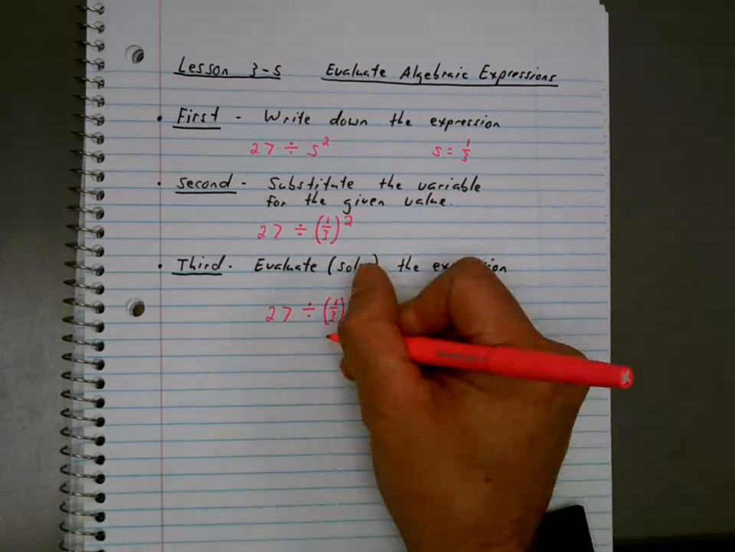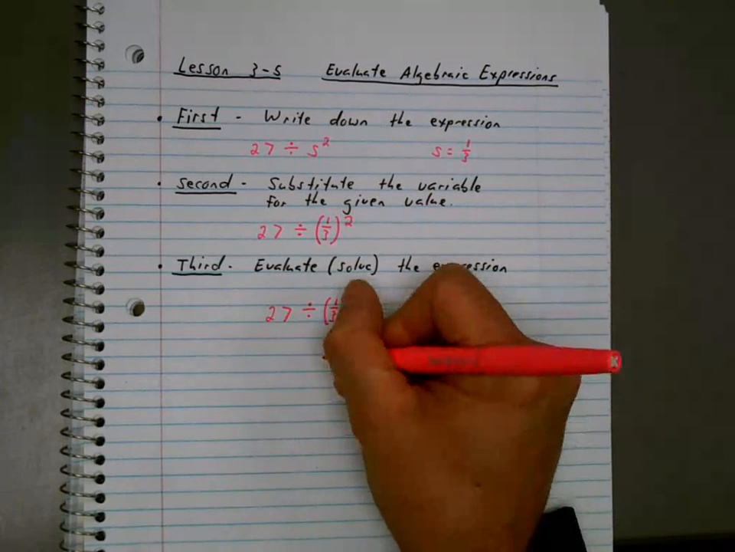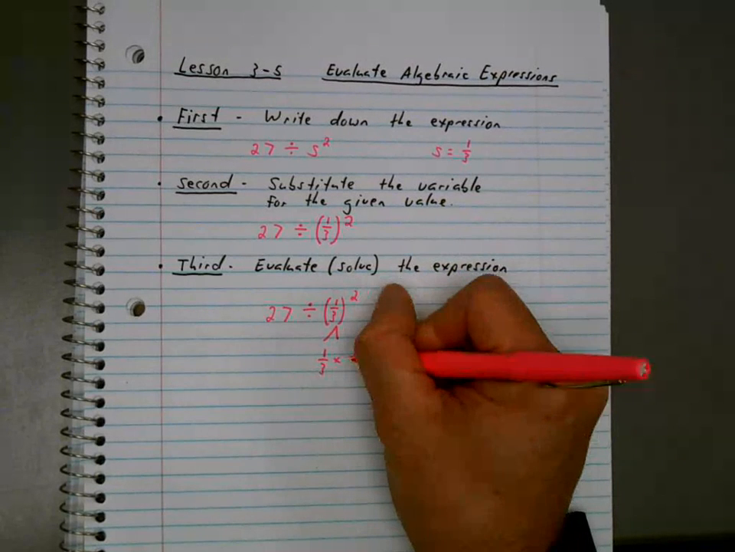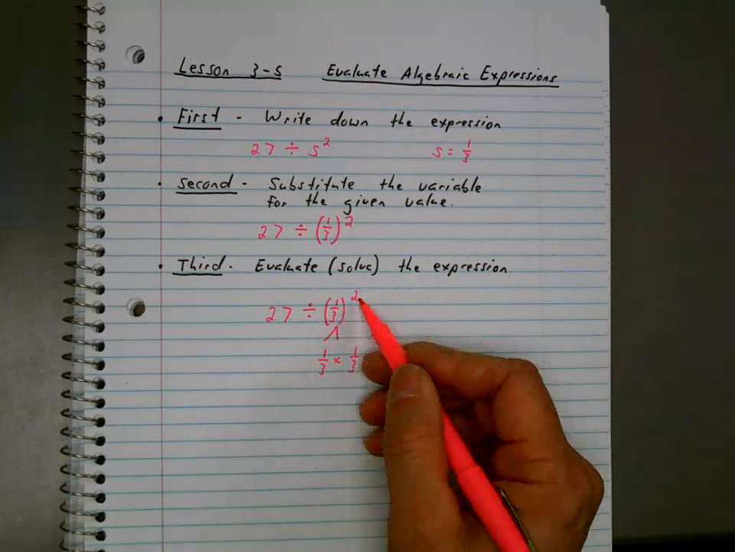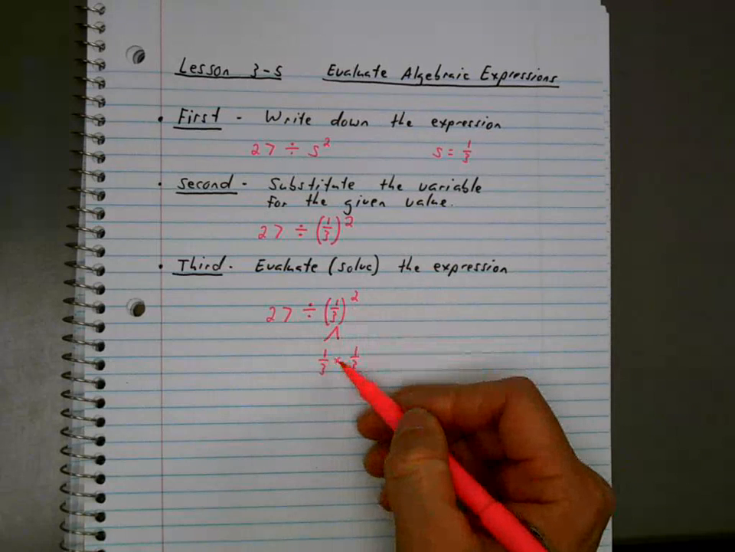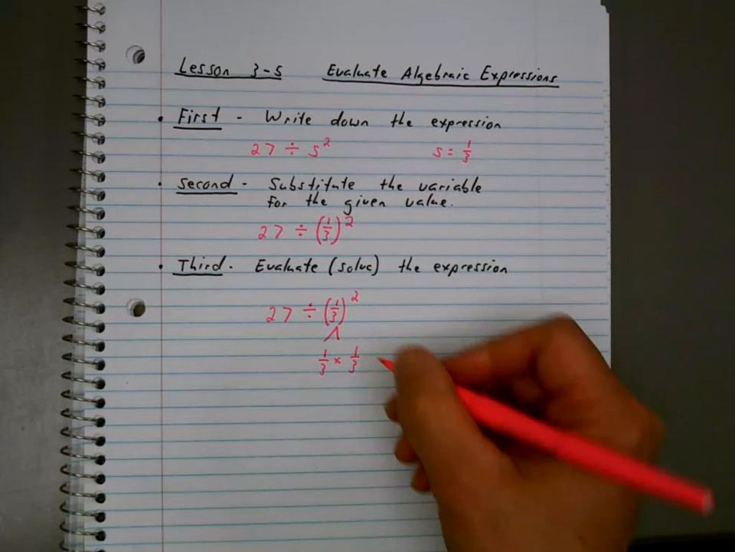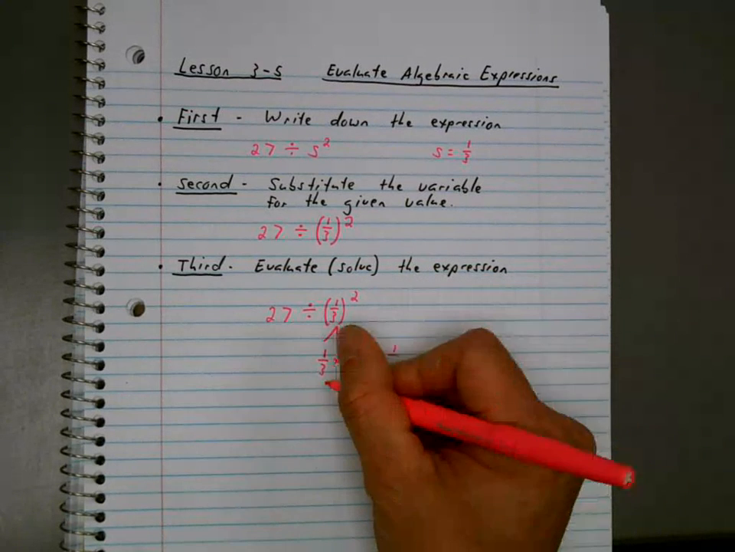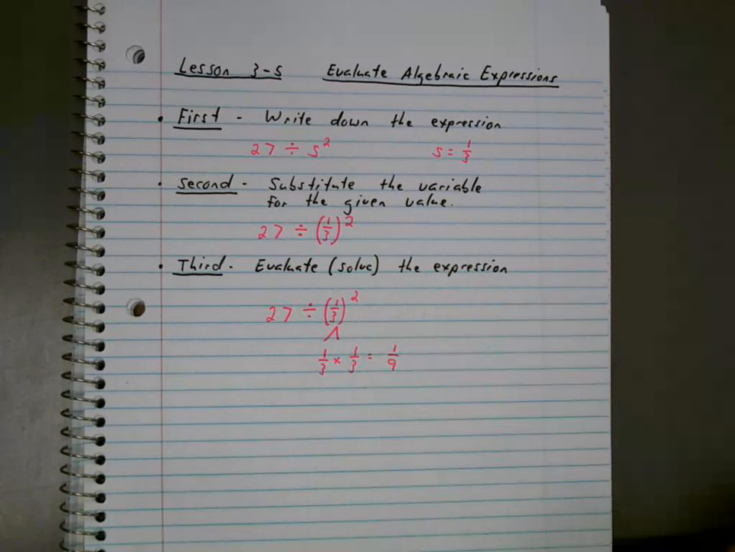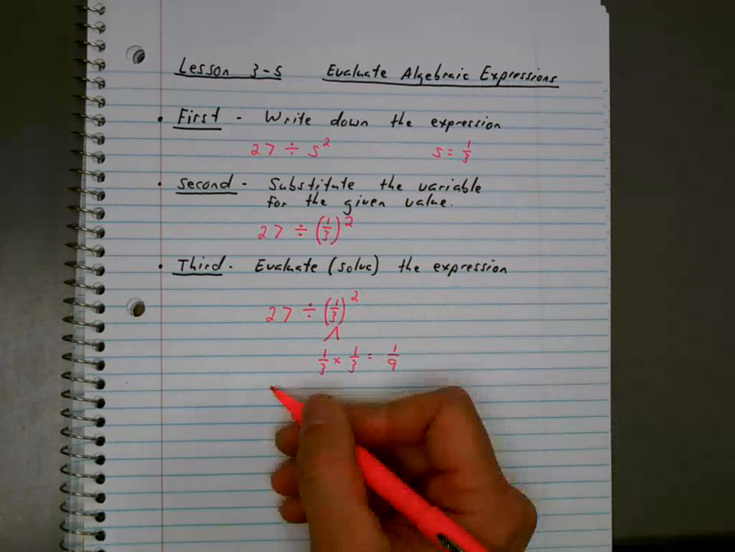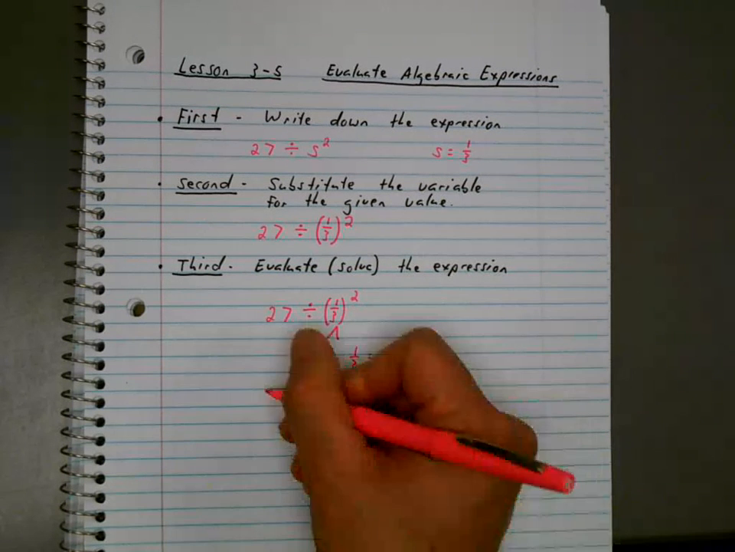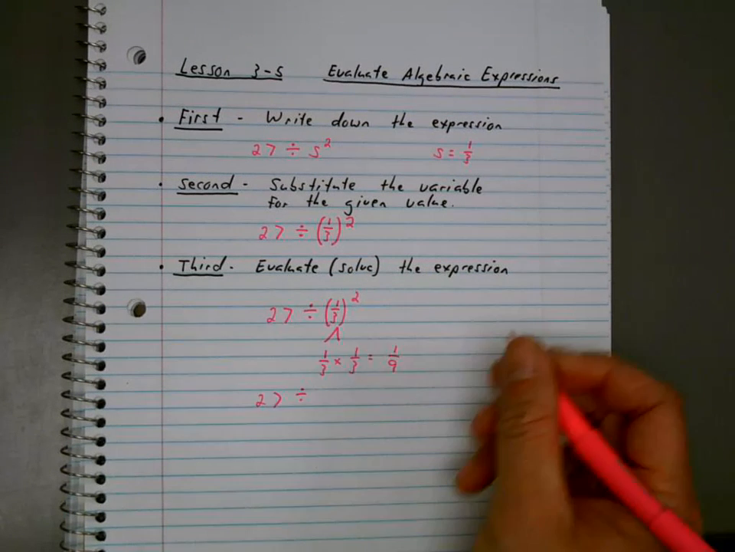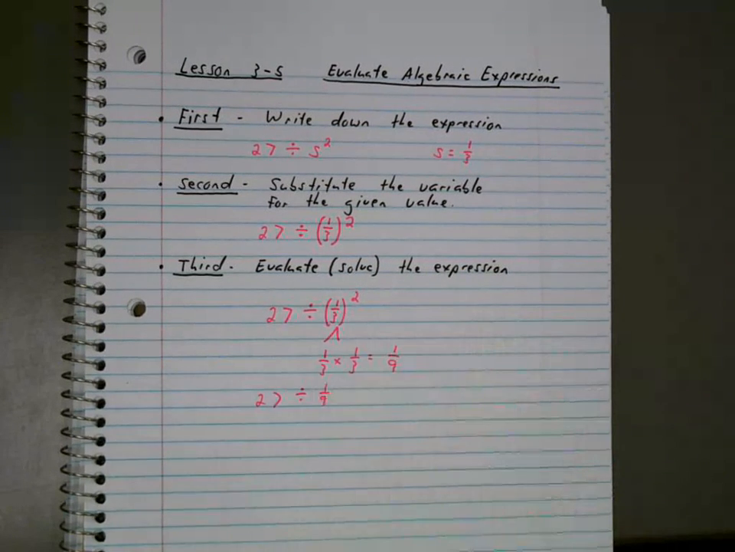So let's go ahead and do this right underneath here. So we'll write 1/3 times 1/3, because it's 1/3 to the second, saying 1/3 times 1/3. You're multiplying it twice. So we'll multiply straight across. 1 times 1 is 1. 3 times 3 is 9. So now I will plug that in. 27 divided by 1/9.